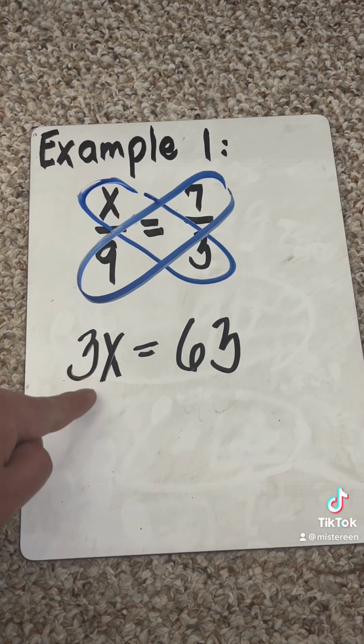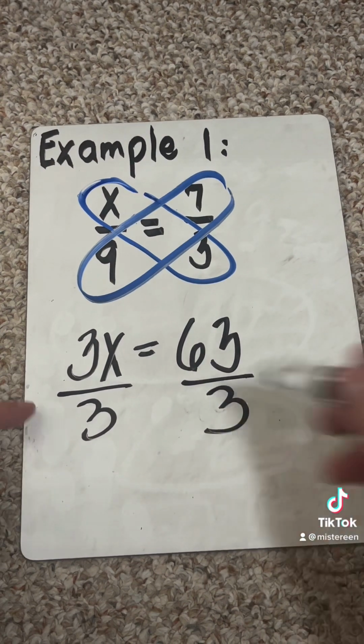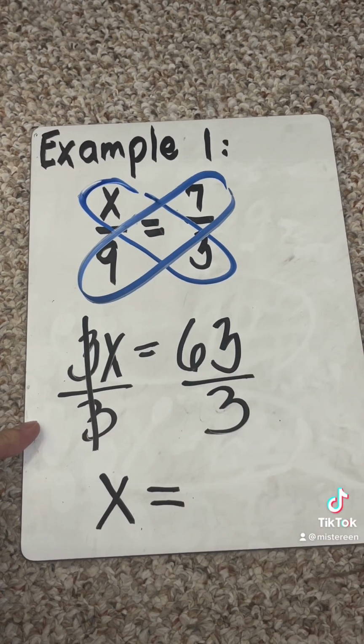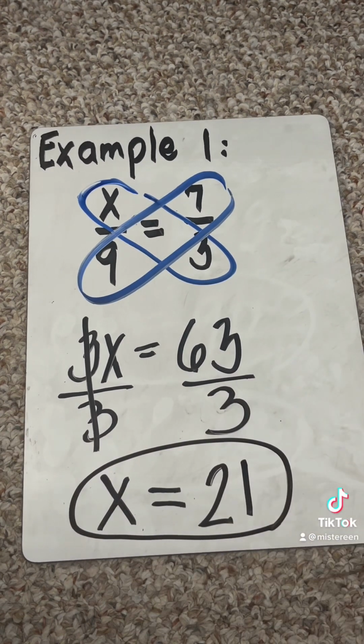We undo this multiplication by doing the division: divide both sides by 3, and now we simplify them. This is x. 63 divided by 3 is equal to 21. So our x is equal to 21.